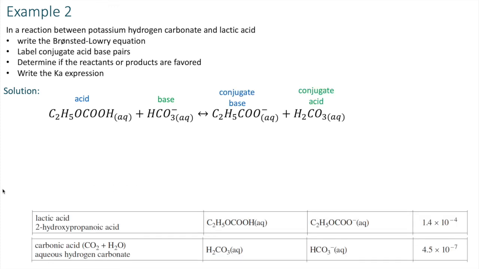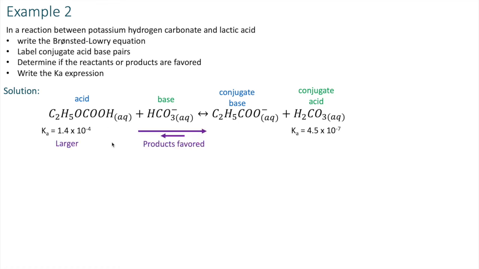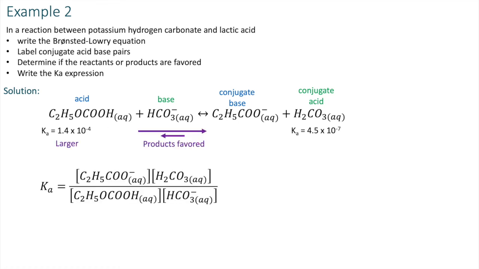Taking a look at our table, we can determine what the Ka values are. We see that for potassium hydrogen carbonate, we have a Ka value of 1.4 times 10 to the negative 4. And our carbonic acid has a Ka value of 4.5 times 10 to the negative 7. Since this Ka value is larger, we're going to see that the products are going to be favored. Writing our Ka expression, we take products over reactants, all are in aqueous state, and there's our Ka expression.